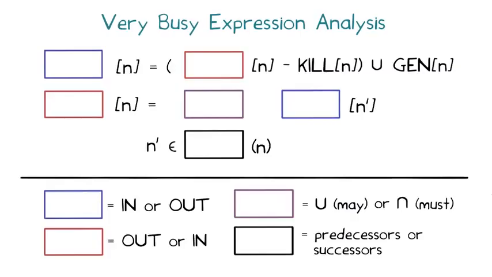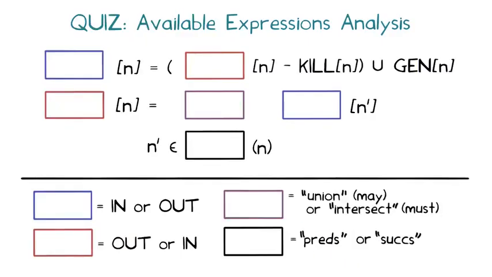This is the polar opposite of reaching definitions analysis. It is a backward must analysis. This analysis computes must information because the goal of the analysis is to find expressions that are used along all paths before any variable occurring in them is redefined. Therefore, we fill in the purple box with the set intersection operator. Furthermore, the analysis propagates this information about very busy expressions backwards in the control flow graph. Therefore, we fill in the blue boxes with in sets, the red boxes with out sets, and the black box with successors. Now let's fill in the pattern for available expressions analysis.